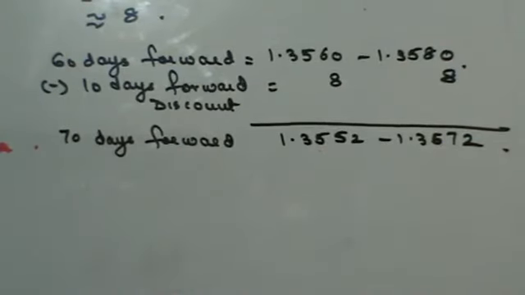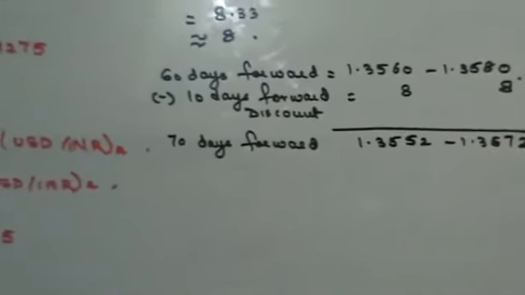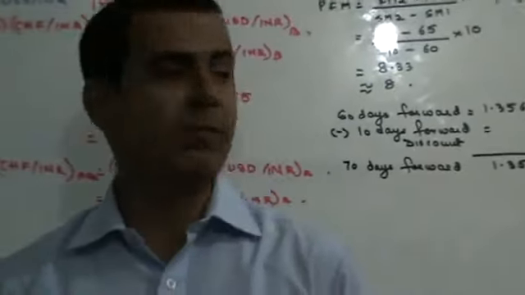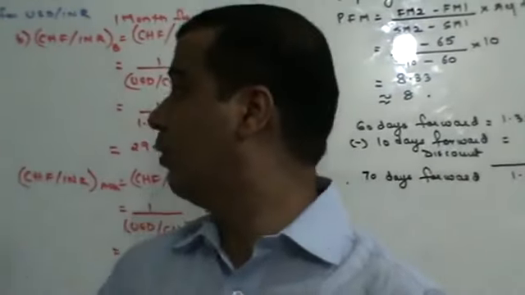Same way you could find out your 70 days forward for CHF INR, right? Do we get this clear? You can find that out on your own. I'm not solving that. You should be able to see this and find this. Find the 70 days forward for CHF INR, right?